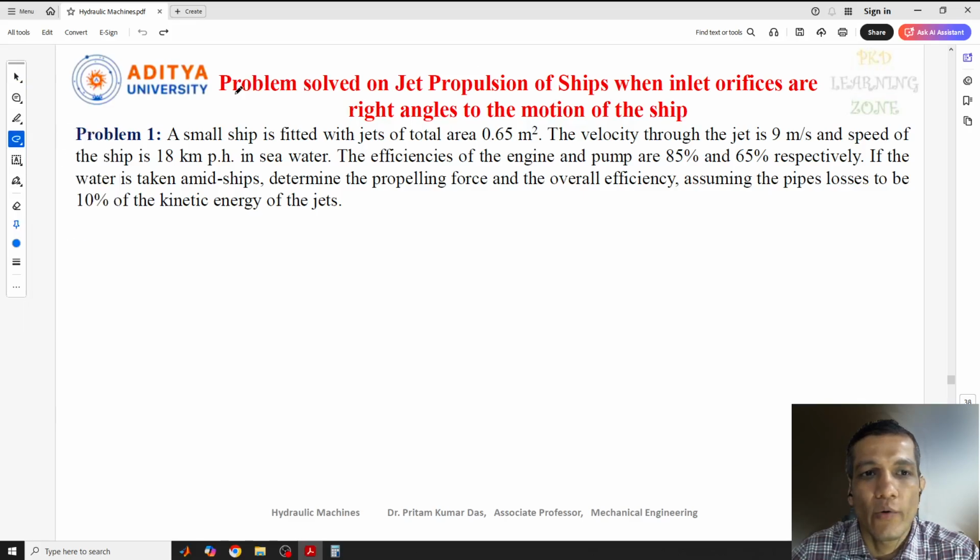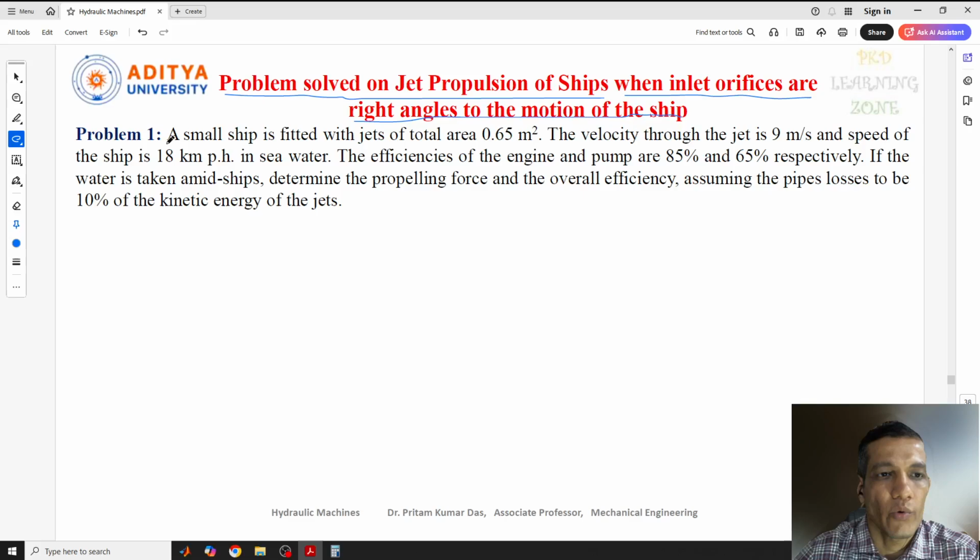In this lecture, we'll solve a problem on jet propulsion of ships when inlet orifices are right angles to the motion of the ship. Exactly the theory of jet propulsion of ships when inlet orifices are right angles to the motion of ship we have discussed in our last video lecture, and we have derived some equations. Based on that concept, we'll solve this problem.